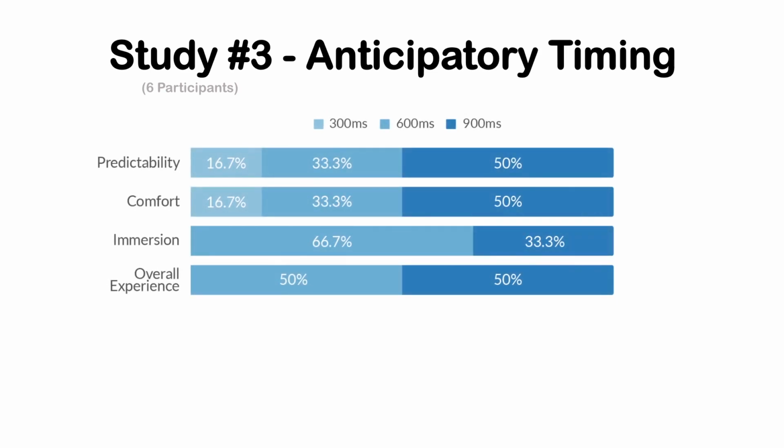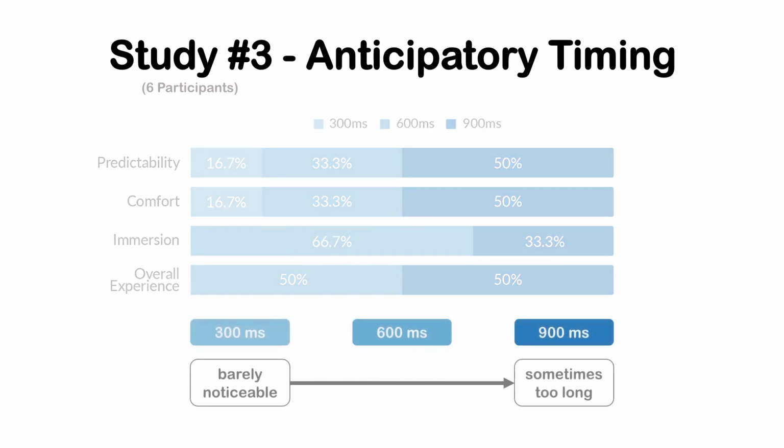Participants experienced 3 paths with different anticipatory time durations, and we collected feedback on predictability, comfort, immersion, and overall experience. Based on the analysis of statistics and feedback, we concluded that a 300 millisecond anticipatory time was barely noticeable, while 900 milliseconds seemed to be too long for some participants. Therefore, we decided to use a 600 millisecond anticipatory timing for the evaluation study.